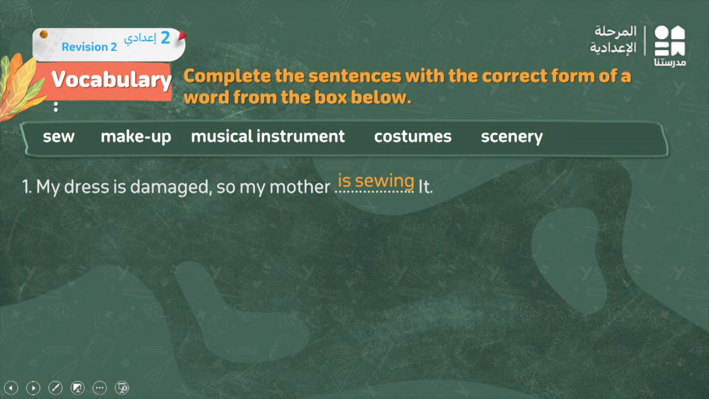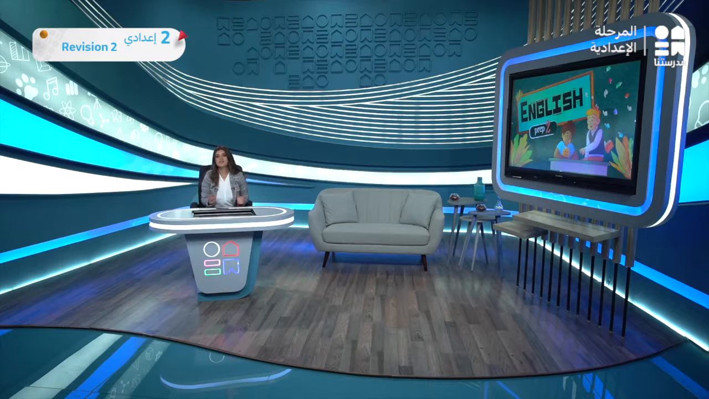Why didn't I say sews with the present simple tense? Because present simple tense means she does this all the time. And of course, she doesn't sew all the time. She's doing this only for my dress, for this situation. That's why I am talking in the present continuous tense, which is formed by adding am, is, or are plus ing.